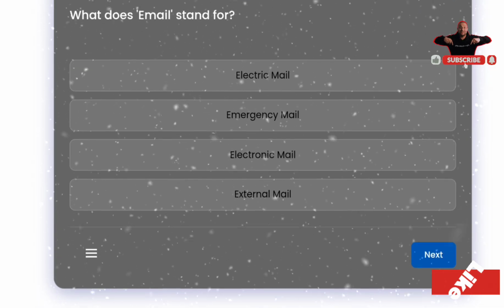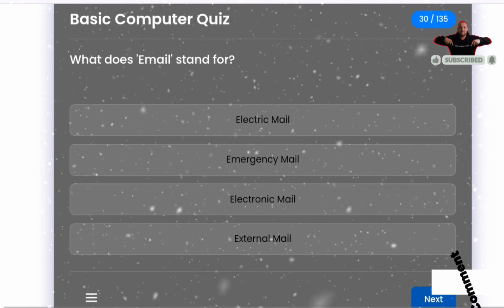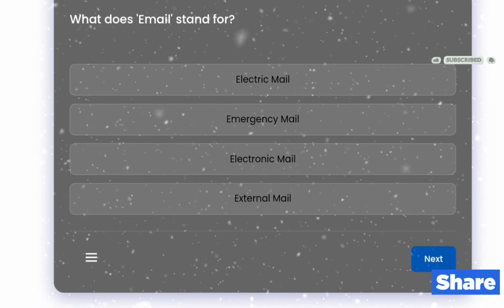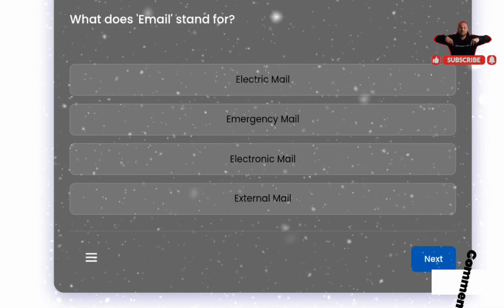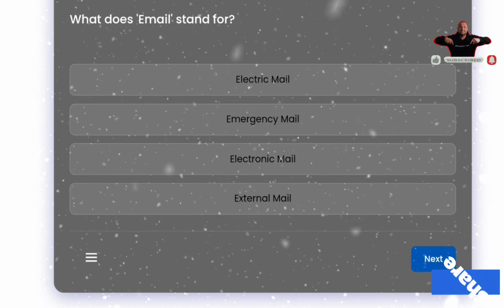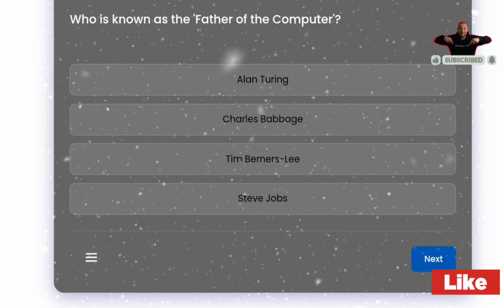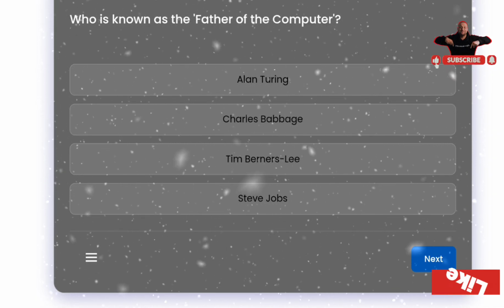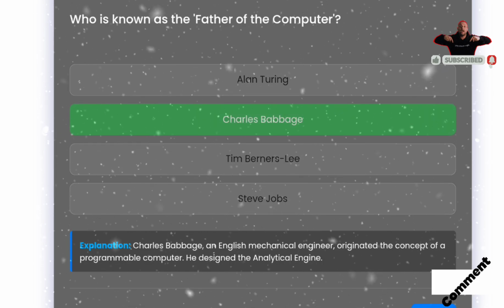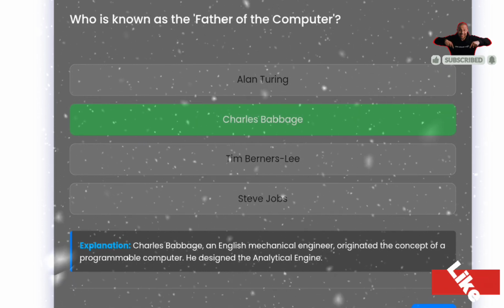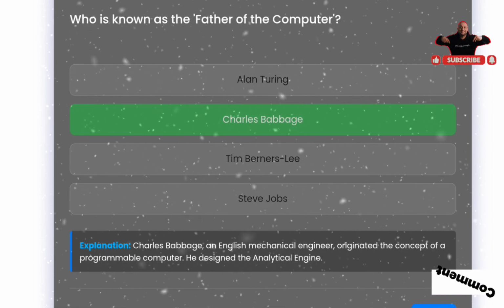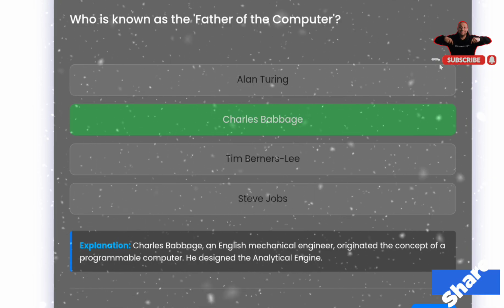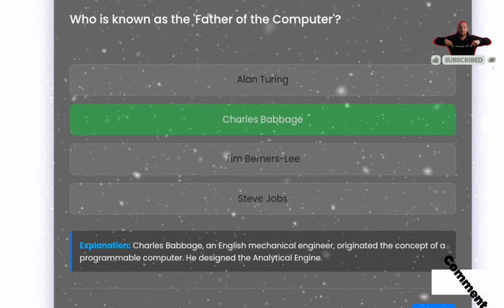Next question, what does email stand for? ईमेल का मतलब क्या होता है? ईमेल का मतलब क्या होता है? बोलिए। इलेक्ट्रॉनिक मेल। ओके, नेक्स्ट क्वेश्चन, हु इज नॉन एज द फादर ऑफ कंप्यूटर? ये सब जानते हैं, चार्ल्स बाबेज। ओके, चार्ल्स बाबेज, एन इंग्लिश मैकेनिकल इंजीनियर, originated the concept of a programmable computer.